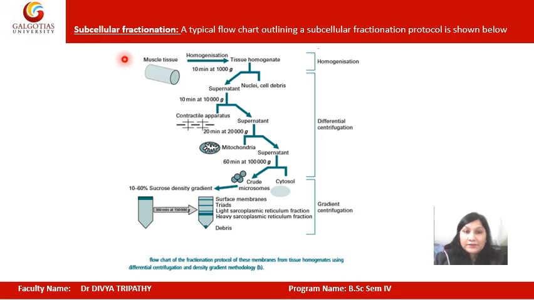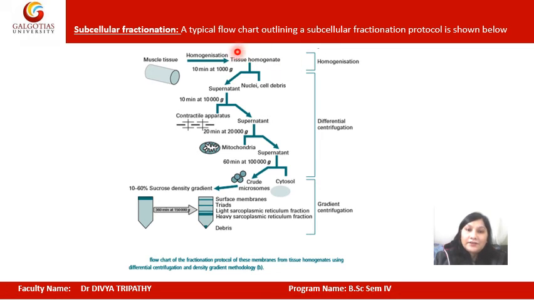Now, let's summarize the whole process of subcellular fractionation by using this flow diagram. We have taken a muscle tissue. First, the muscle tissue will get homogenized to get tissue homogenate. This can be done by mechanical, chemical or enzymatic methods. If you remember, in the chemical method we use some surfactant. In the mechanical method we use a blender. A physical method example is sonication. So there are so many different methods to homogenize the muscle tissue.